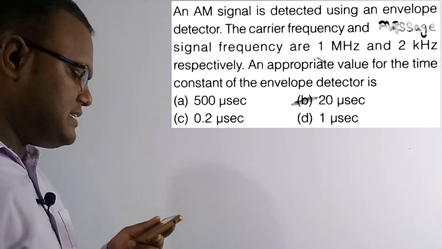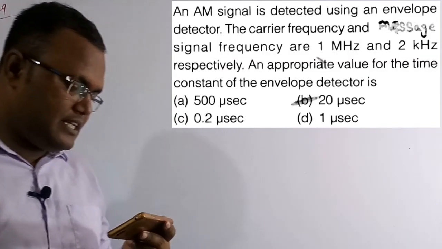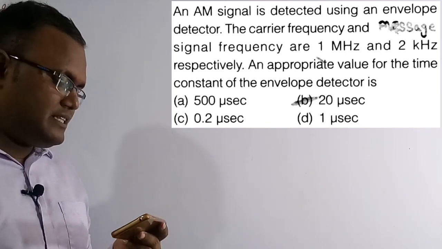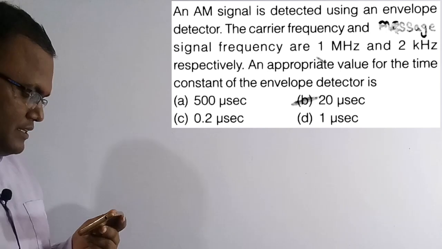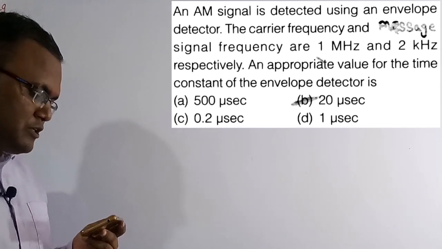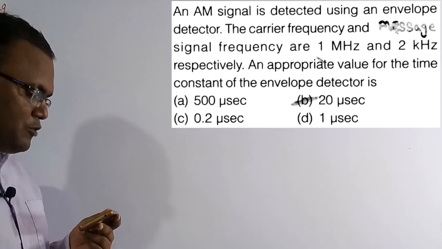Now we are going to solve the 49th question. See the question here. An AM signal is detected using an envelope detector. The carrier frequency and the message signal frequency are 1 megahertz and 2 kilohertz. An approximate value for the time constant of the envelope detector is?